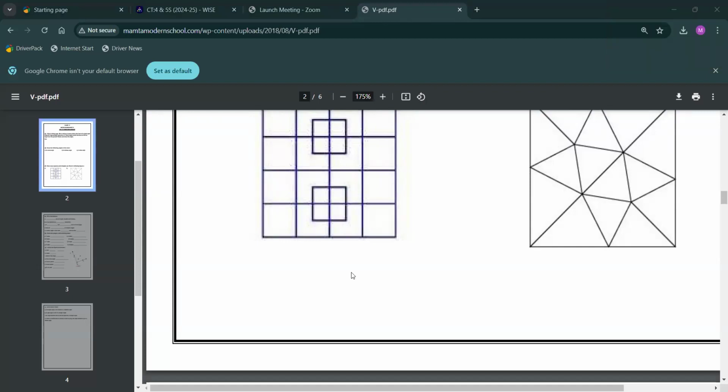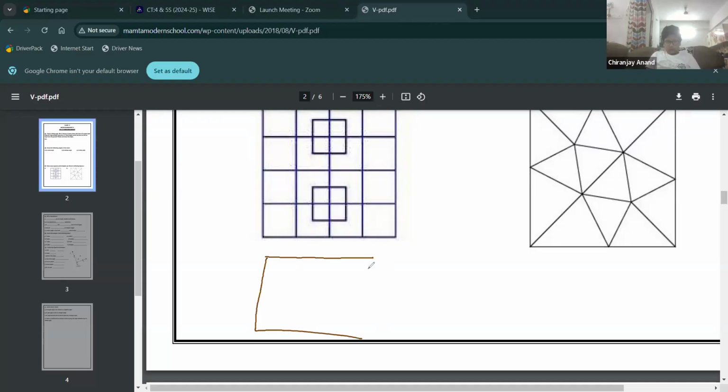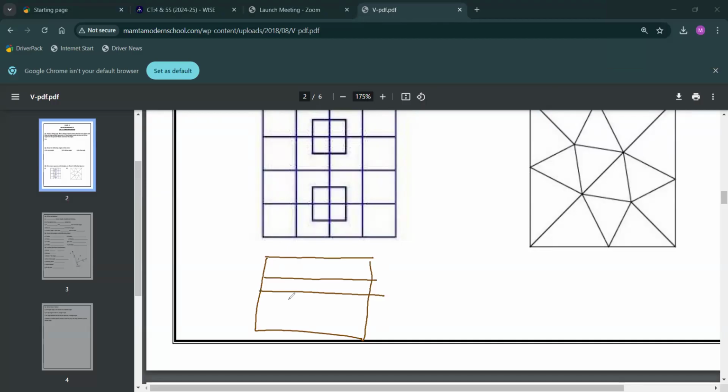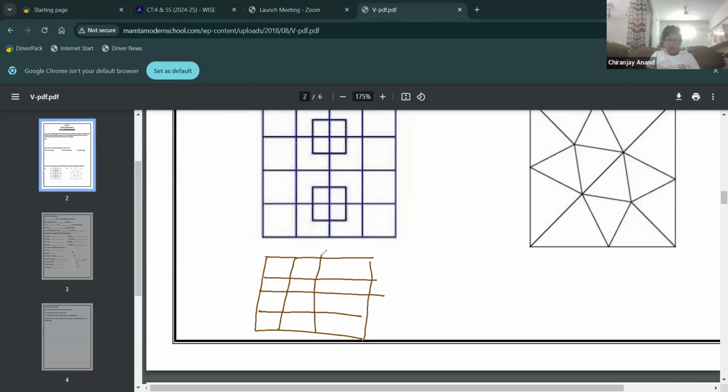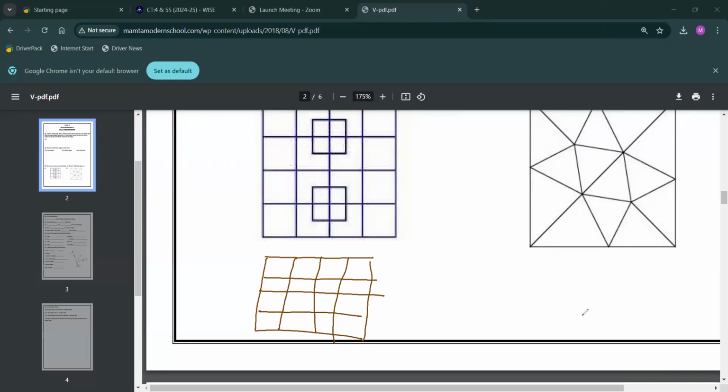See, suppose you have this square. It has 4 columns and 4 rows. Right, beta? Yes, ma'am. Okay. So you can count like this. See, 1, 2, 3, 4. Right, beta? Yes, ma'am.